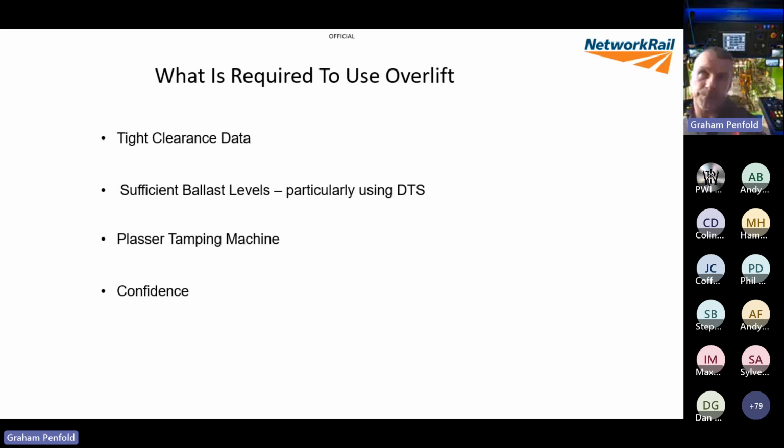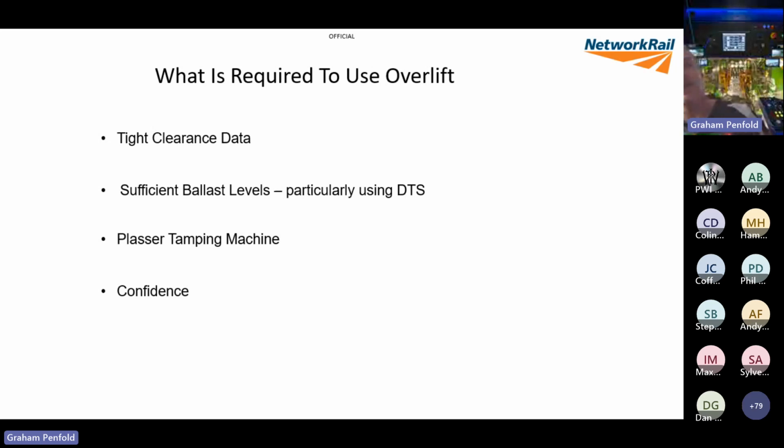Secondly, sufficient levels of ballast, again, particularly using DTS. Obviously, the more we lift, the more ballast we use. Because of DTS's high compaction, it really consolidates the ballast, so it really chews it up. So if you want to use settlement compensation with DTS, make sure you've got good levels of ballast, particularly at this time of the year.